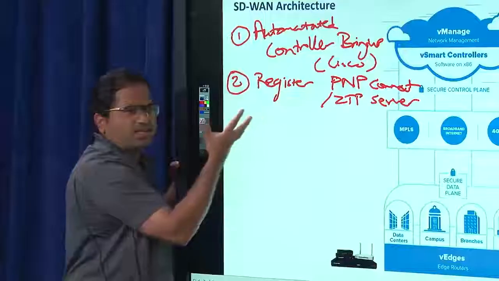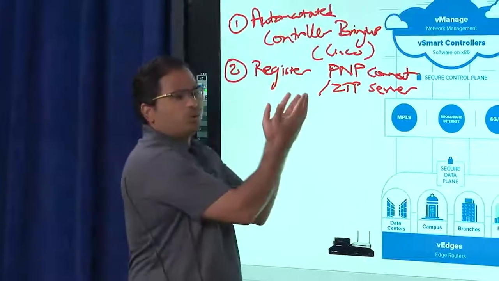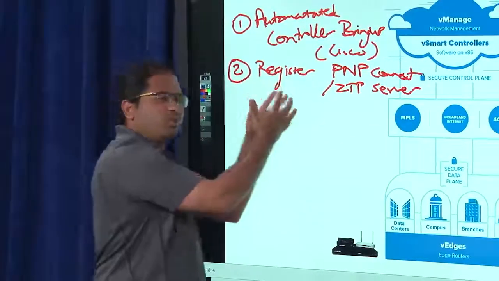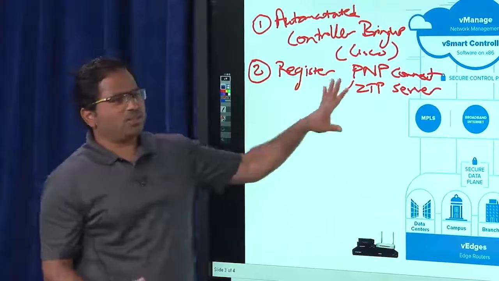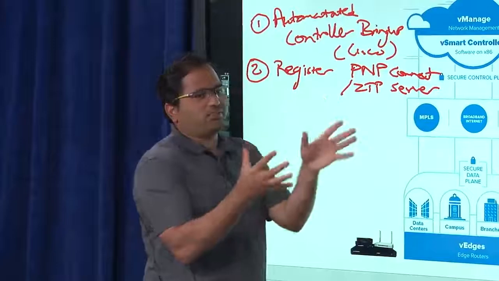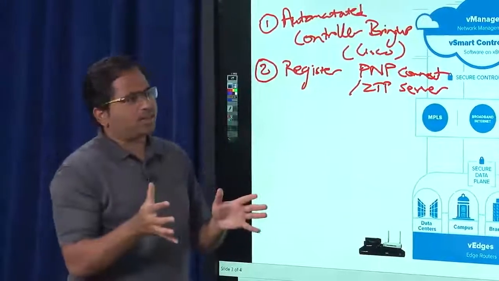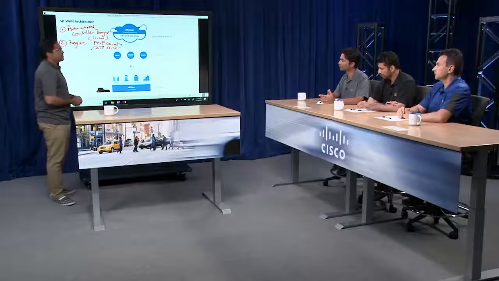What this is essentially is a vBond for vBonds. So you call home to this vBond, and this vBond tells you where your organization vBond resides. That's all this is. So it does the exact same function as the vBond would do in your local architecture. It's just a common vBond for all. So the PNP Connect and the ZTP server, are they a service offered by Cisco for the customers?